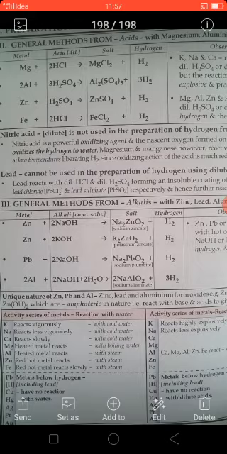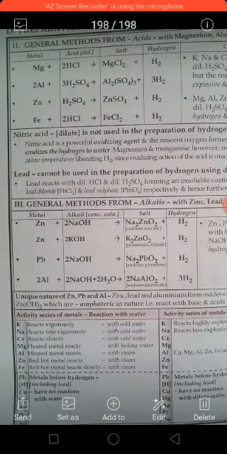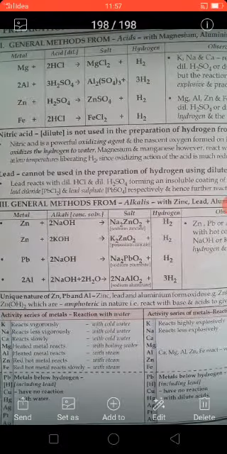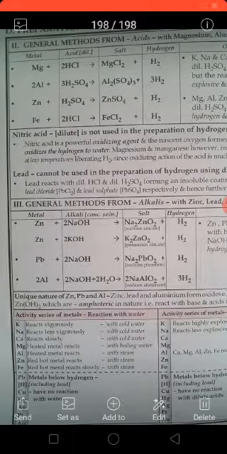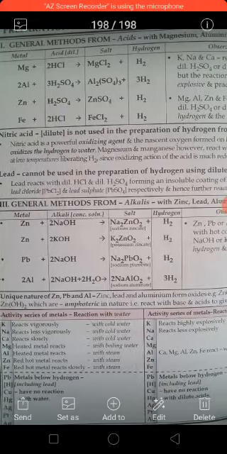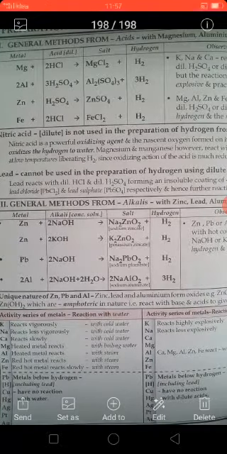Why I'm stressing these two points is because these are the ones which will be asked as give-reasons questions, and sometimes in question and answers. Sometimes general preparation methods will be given and these questions will be asked. So very important: nitric acid, why it is not used in the preparation of hydrogen; lead, why it is not used in the preparation of hydrogen. So two important points. It is given clearly in the textbook. Please go through that one.